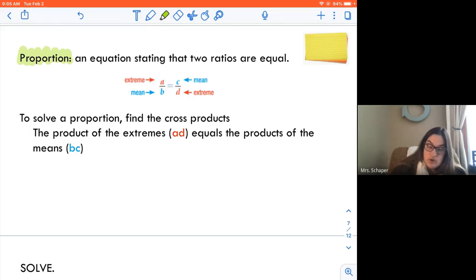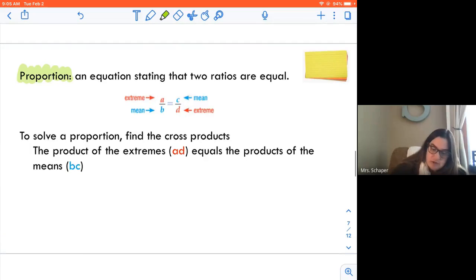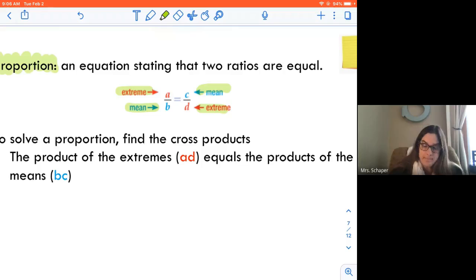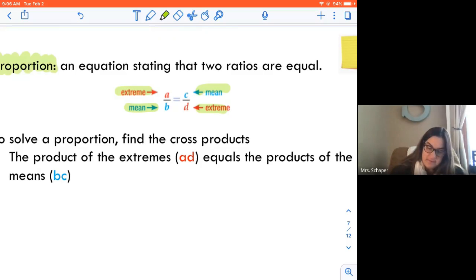One thing that's new with the vocab is you've got your extremes and you have your means. So that's the newness with this, is understanding the extremes and the means, okay? So let's go through a couple examples of this.